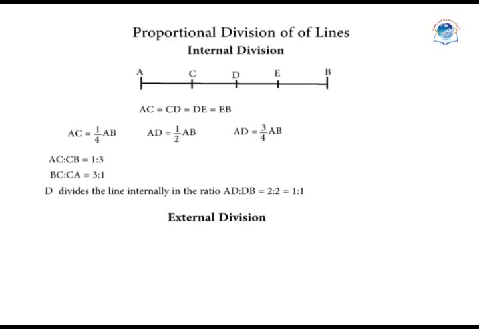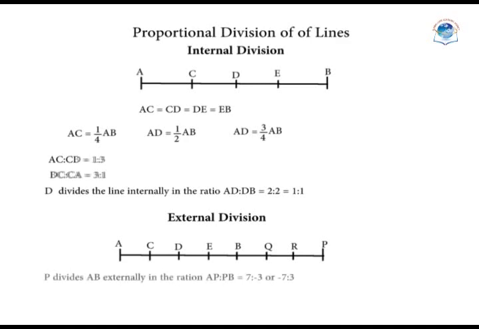External division of a line. Line AP is divided into 7 equal parts. AB is divided externally by P in the ratio AP to PB is equal to 7 to -3, or -7 to 3. Equally, Q divides AB externally in the ratio AQ to QB is equal to 5 to -1, or -5 to 1. In the case of internal divisions, the direction of the divisions is positive, while in the case of external division, the divisions are in the opposite direction.